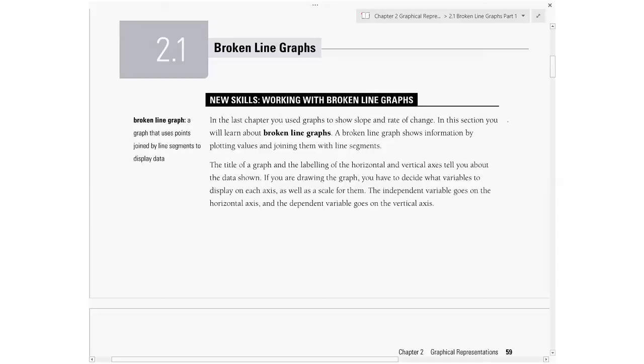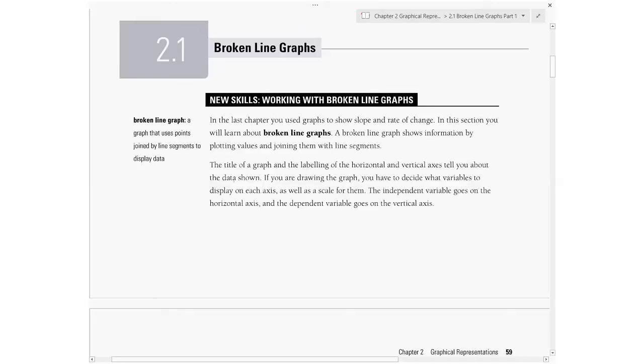In Chapter 2, we're going to be looking at different graphs, and the first one we're going to consider is broken line graphs. Now, graphs are a great way to analyze data. When you have a bunch of data, just looking at the numbers sometimes is a little overwhelming. You throw it up on a graph, and suddenly you're like, oh, so that's what that all means. So we're going to work with doing that.